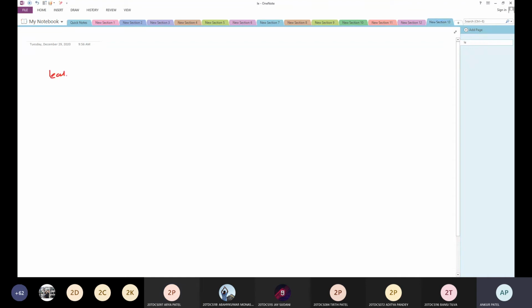Now we have leakage flux. Leakage flux is nothing but the magnetic flux which does not follow the desired path. Magnetic flux that does not follow the desired path is called a leakage flux.